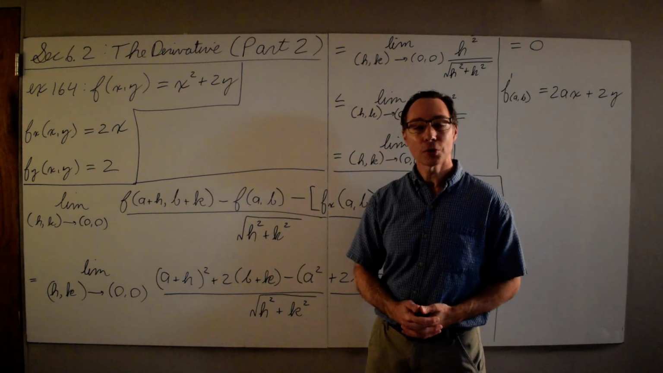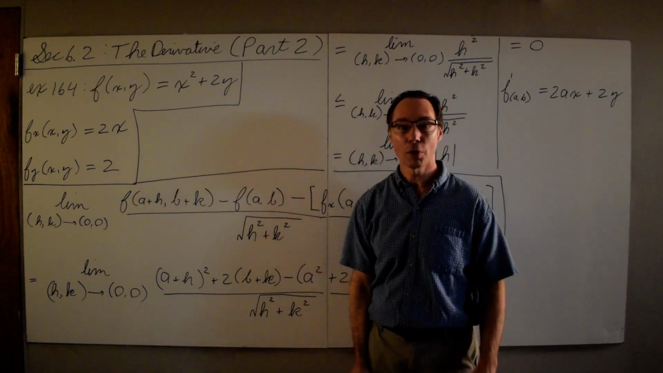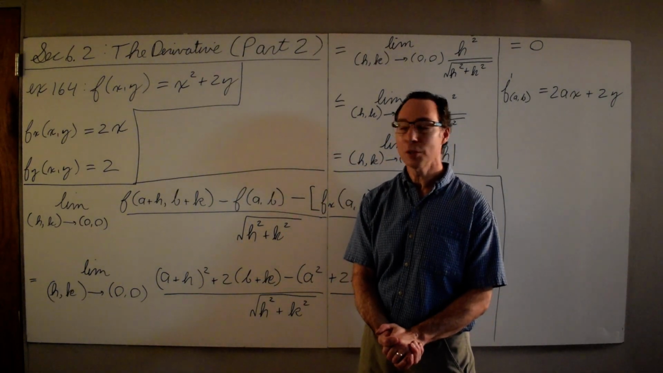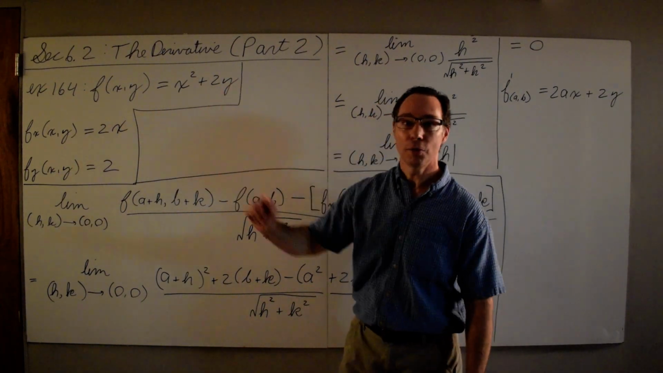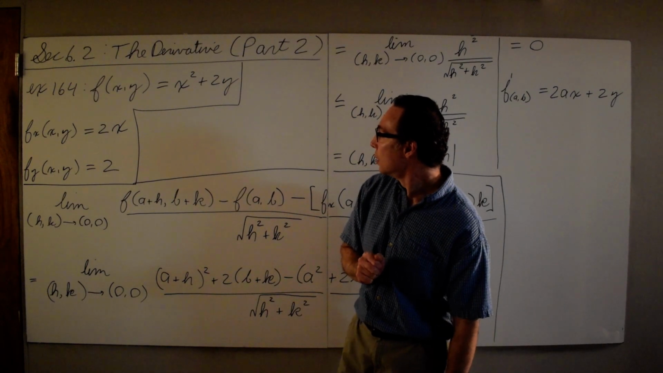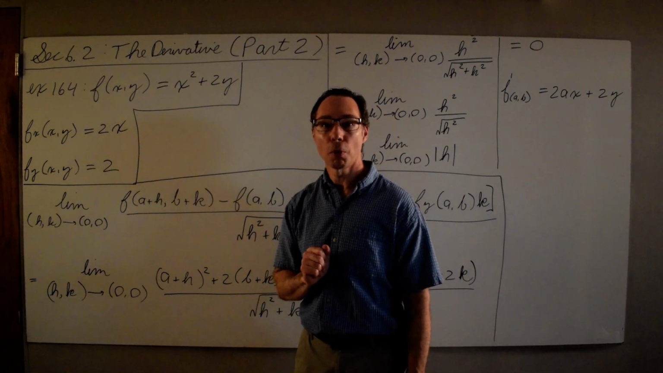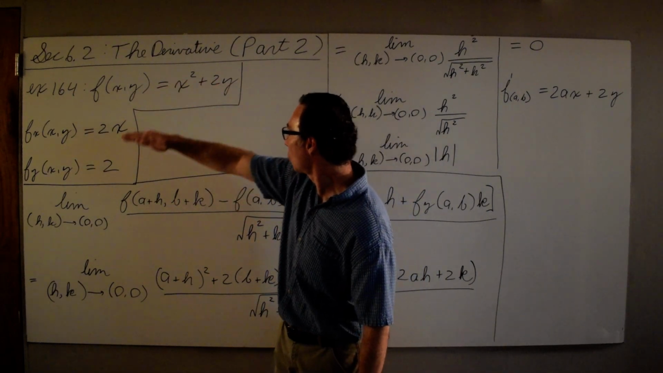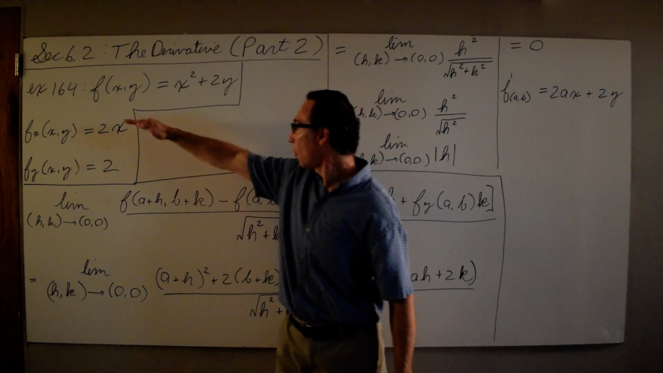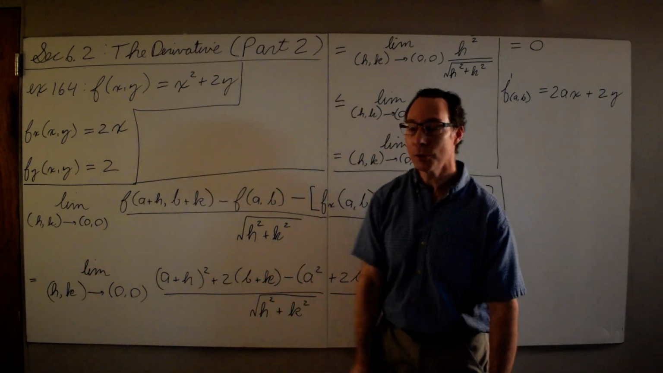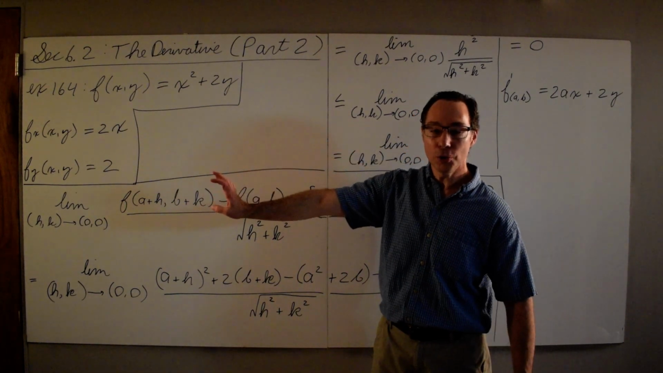Now, just like in Calculus 1, proving that this is differentiable using a limit is fairly intensive algebraically. So first of all, we start by calculating the two partial derivatives. The partial derivative with respect to x is 2x, and the partial derivative of this function with respect to y is 2. So we start with our partial derivatives. We need those in our limit. Our function goes from R2 into R.